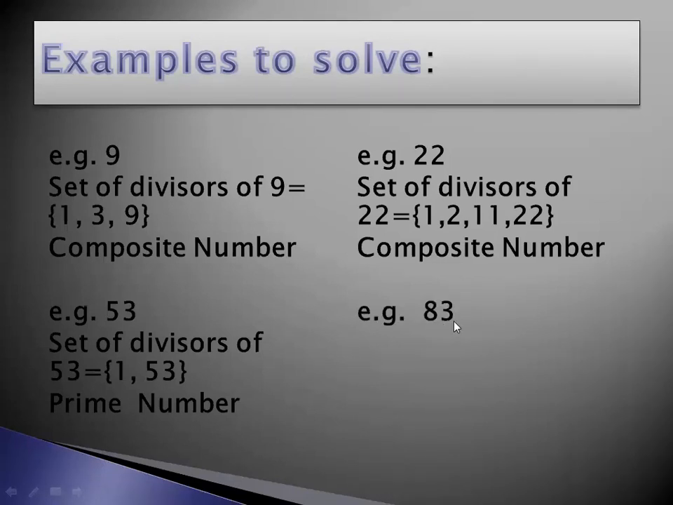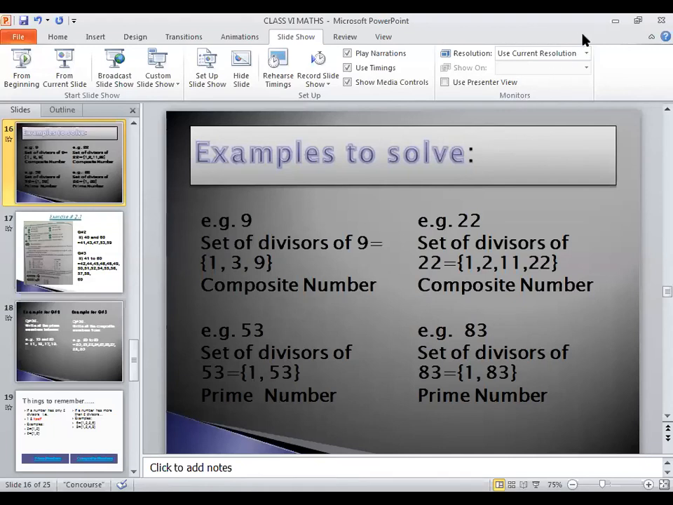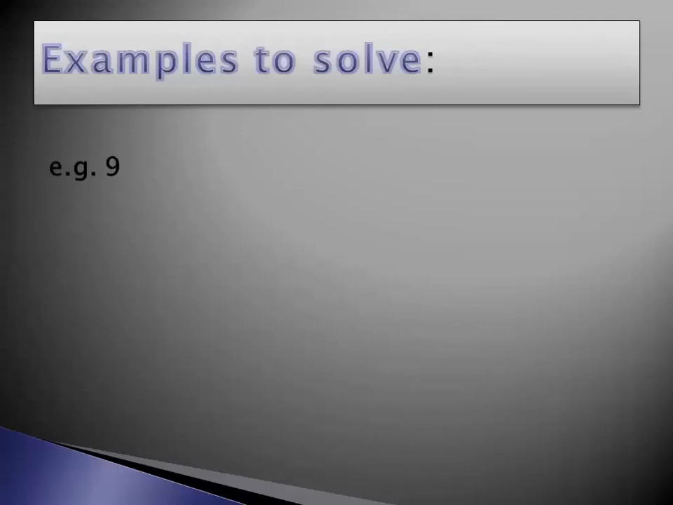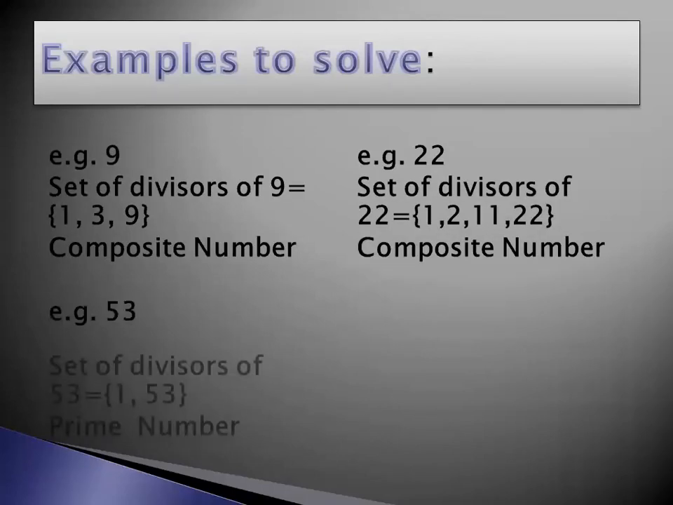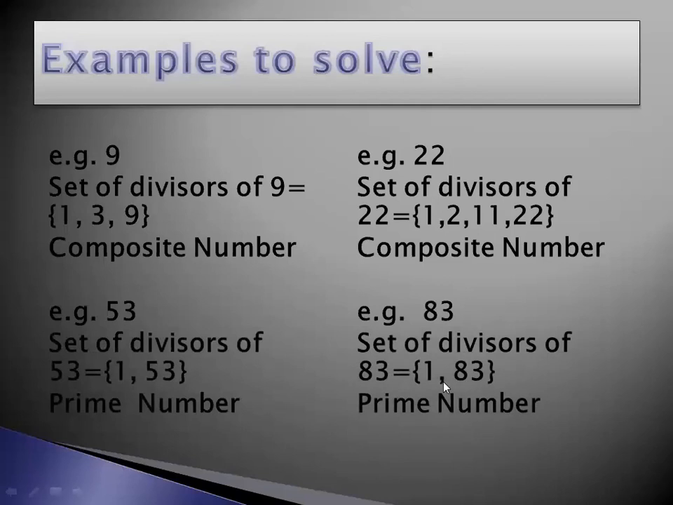Very good. Okay, now solve example 83. Now tell me the divisors of 83. I am waiting for your answer, students. Mahat Kashif, you are right. All of you are right. Nida Fatma, Abdul Rahman, Javeria Babar, Sana, Hafiz, Anabia, Naima, all of you are right. So here is the set of divisors of 83, that is 1 and 83, and then it will become a prime number.